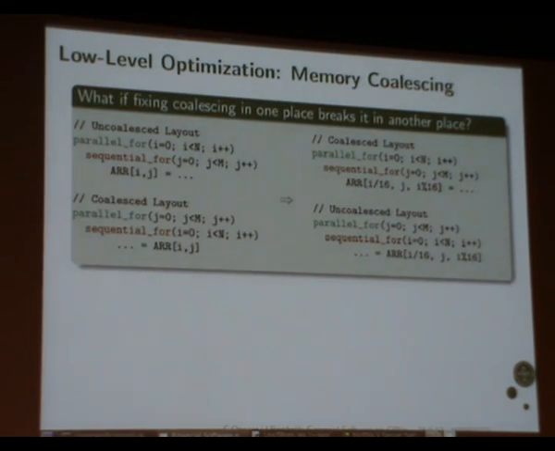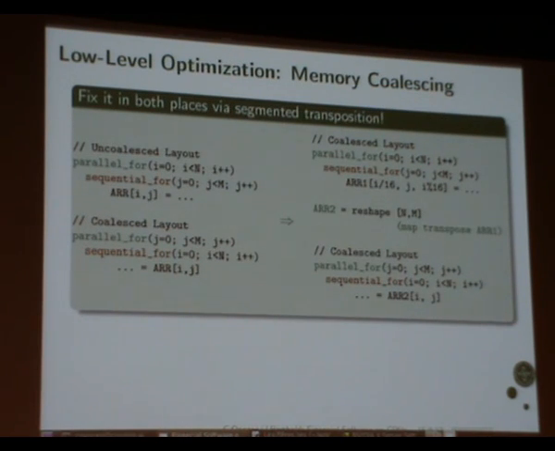And it might happen that fixing coalescing in this way might destroy it in another place, because, for example, here it's an uncoalesced access, and here it's a coalesced access. So doing this transformation uniformly will fix the coalescing here, but will destroy it here. However, this can be fixed with a transposition after doing this loop.